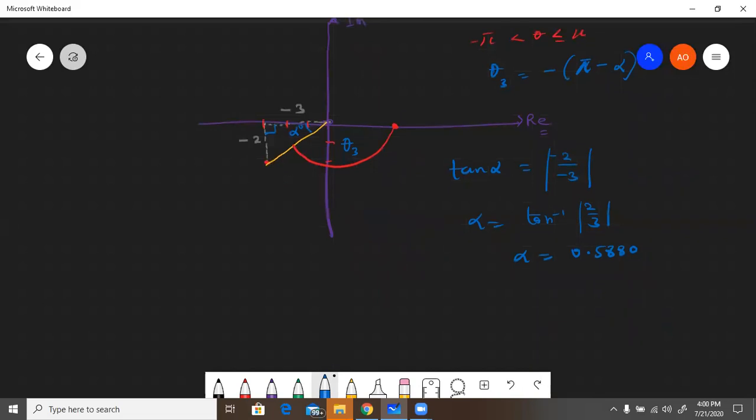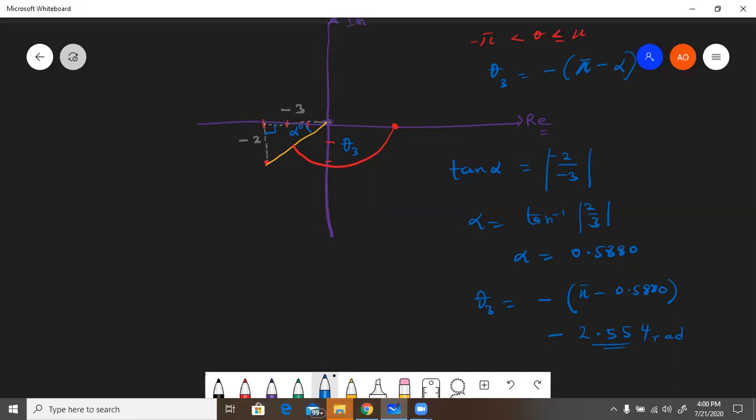Now that we know tan inverse of 2 over 3, we want to find theta 3. I said theta 3 is negative pi minus alpha. So theta 3 is going to be negative pi minus 0.5880. Let me use my calculator. That is minus 2.554 rad. That's the correct answer for theta 3.